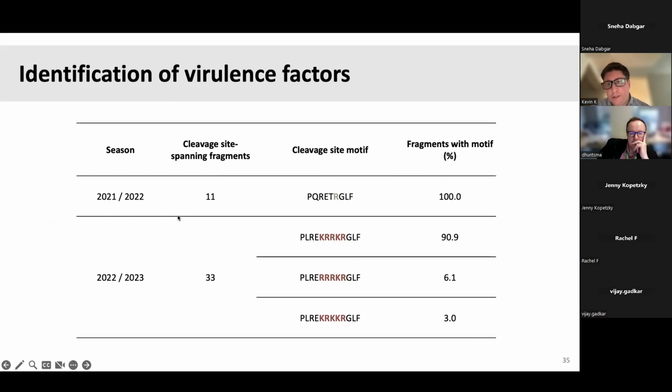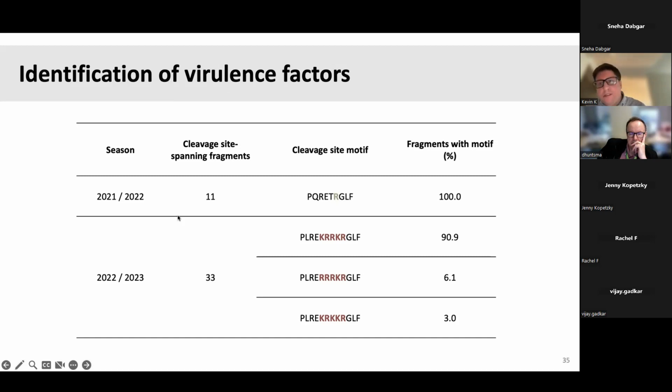So in the first surveillance season, we recovered 11 fragments of H5 that spanned this cleavage site. And all of them contained the very classic single basic low pathogenicity motif. Now, in the second season, after the arrival of the goose Guangdong H5 virus, we recovered 33 fragments of H5 that spanned the cleavage site. And all of them contained a multi-basic high pathogenicity cleavage site motif. And we actually observed 3 different variations of a multi-basic high pathogenicity cleavage site motif.